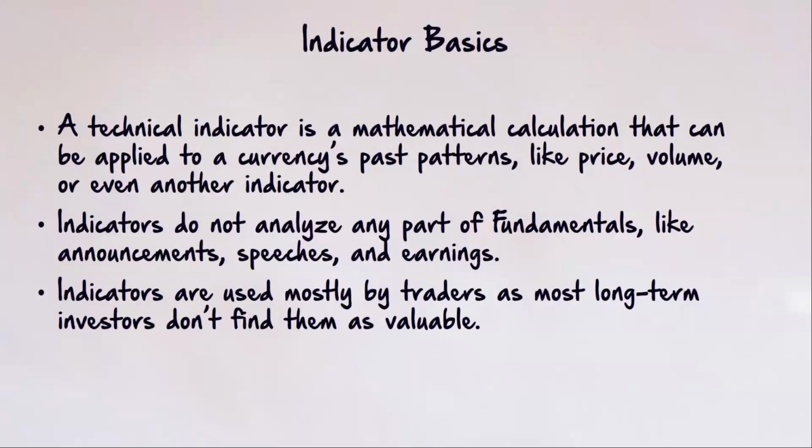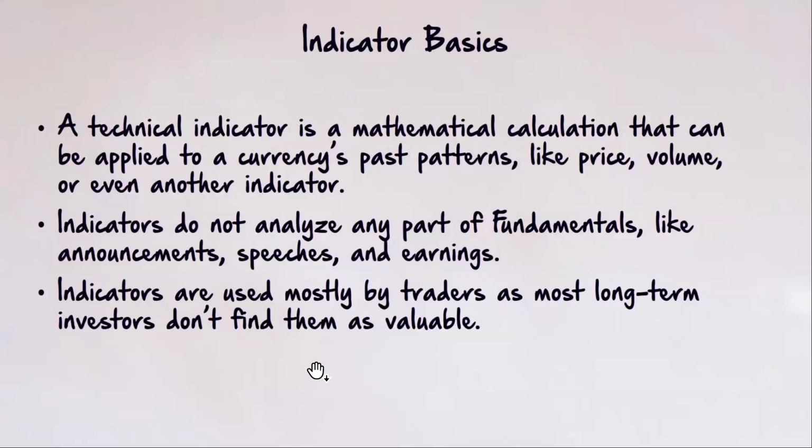We can categorize them into two broad groups, and the two groups are those that are lagging and those that are leading. An indicator that is lagging tells you where price has been in the past. That's what it does. It tells you what price has done in the past. But a leading indicator will tell you what price is going to do in the future.